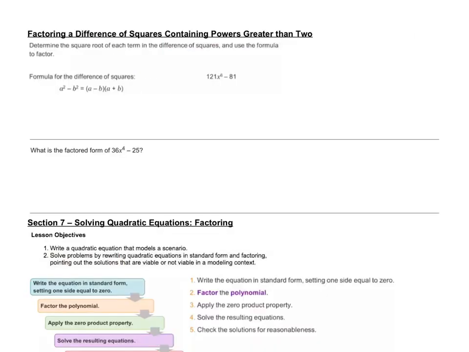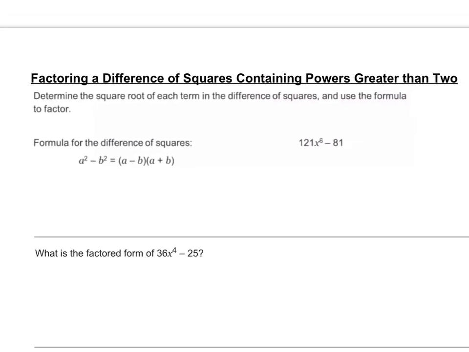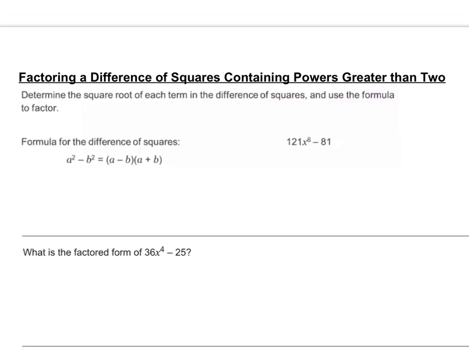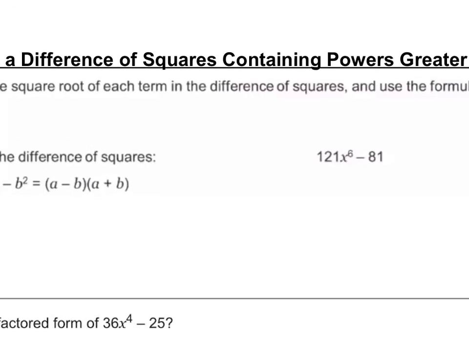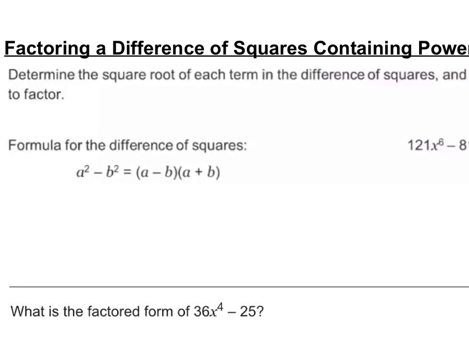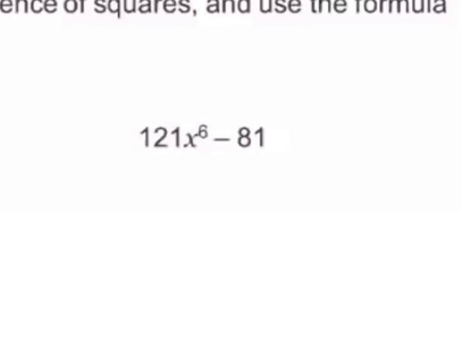This process still does apply to factoring a difference of squares when you have powers that are greater than 2. So I do want to look at something like 121x to the 6 minus 81. This is factorable. It may not seem that way, but let's take a look at it. What we know is the difference of squares formula: a squared minus b squared is going to give us a minus b times a plus b. So what can I do here?